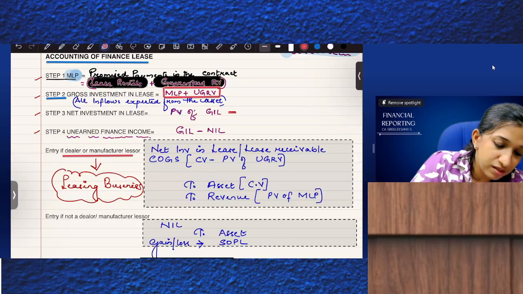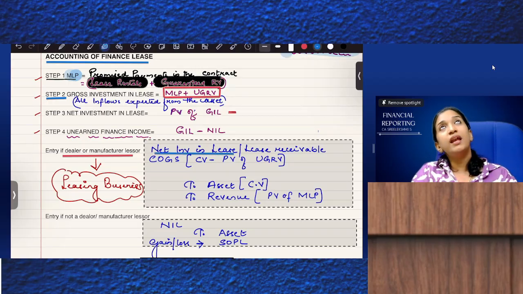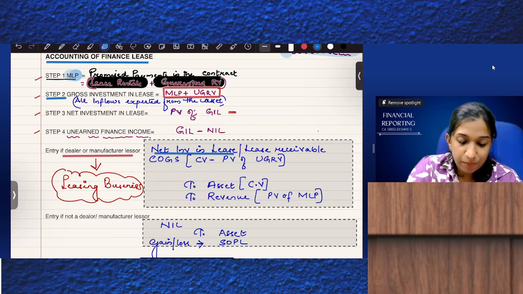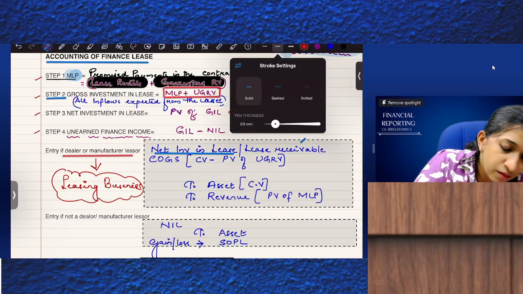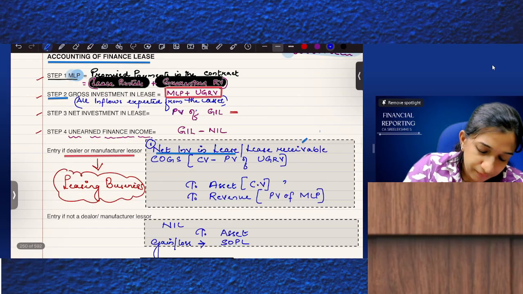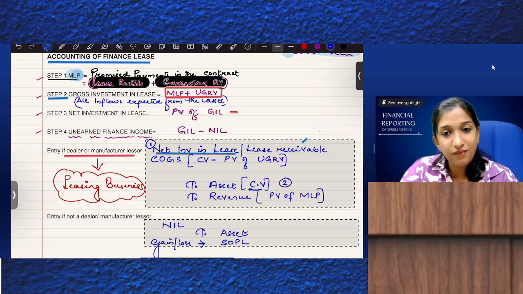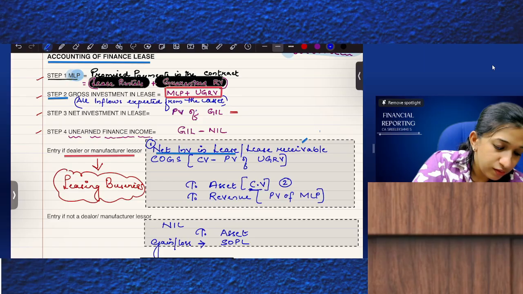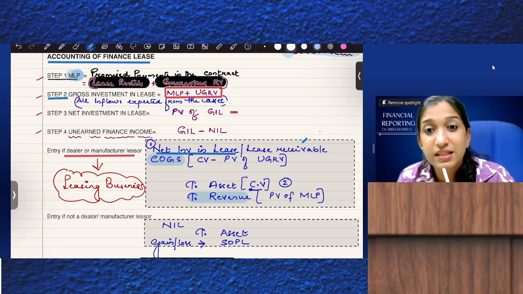Very, very important. Your journal entry will be net investment in lease debit, that is lease receivable, present value of all inflows. Net investment in lease debit, to asset. Asset will be credited at carrying value. Gain or loss to P&L? No. You will record to revenue and debit cost of goods sold, because if you are into leasing business, a finance lease is as good as sales.